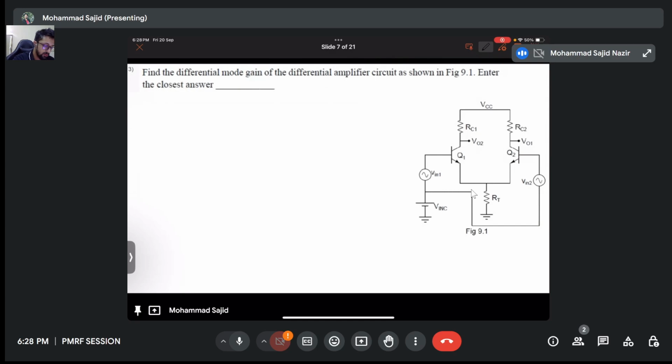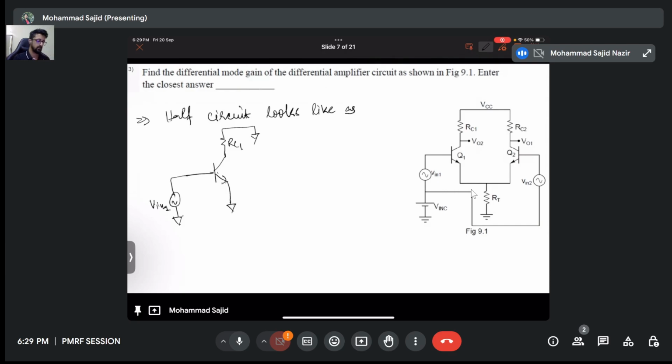find the differential mode gain of the differential amplifier shown in figure 9.1. As you may have gone through the lectures, for the differential mode amplifier, the half circuit looks like this. This will be your half circuit for differential mode. And for this case, your gain will be simply GM multiplied by RC. I'm writing GM RC because the transistors are identical and RC1 is equal to RC2, so I'm just writing it as RC.